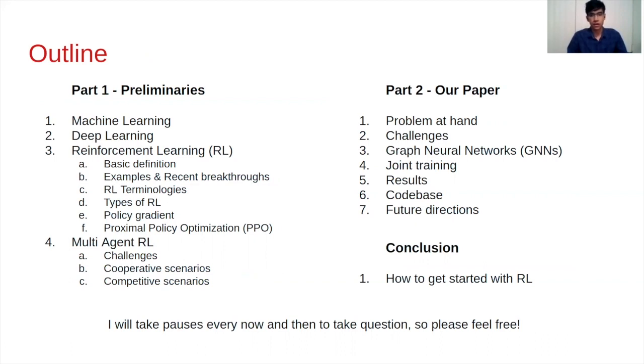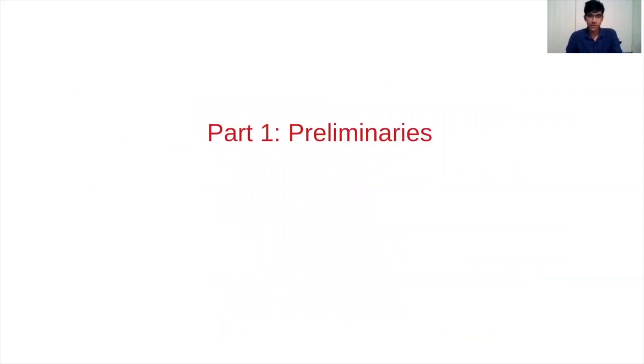And then after the break, we can talk about the particular details of our paper, and we'll talk about what is the problem that we are trying to solve, what are the challenges, and we'll talk about interesting stuff like graph neural networks. And after we are done with our paper, I'll have a short conclusion where I'll talk about how you can get started with RL if you are interested. And I hope you find it interesting. So let's start with the preliminaries.